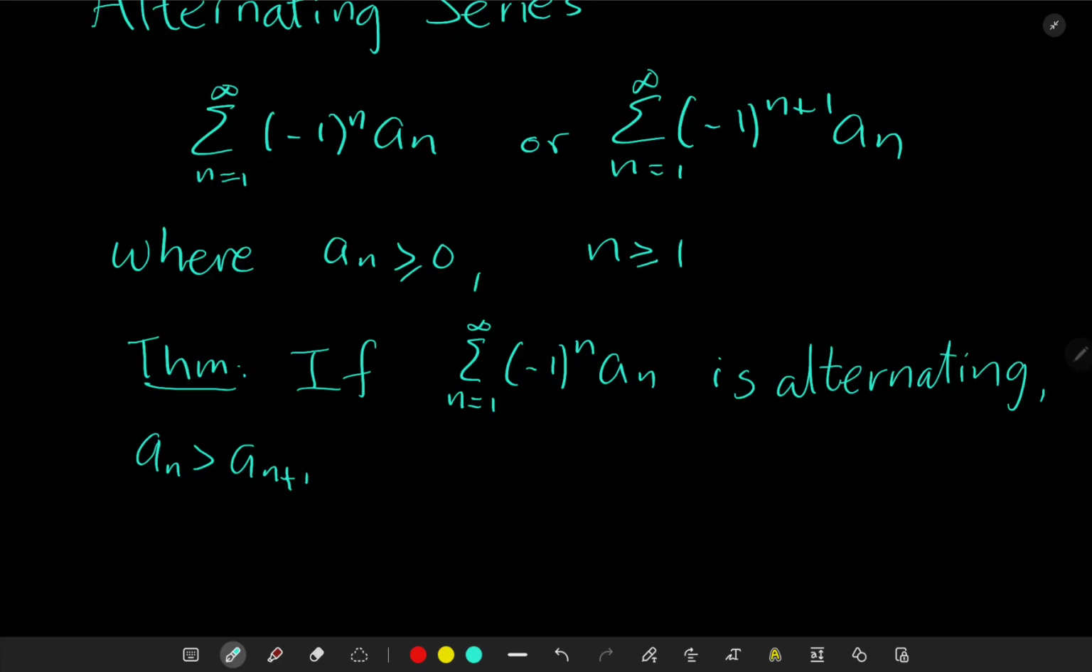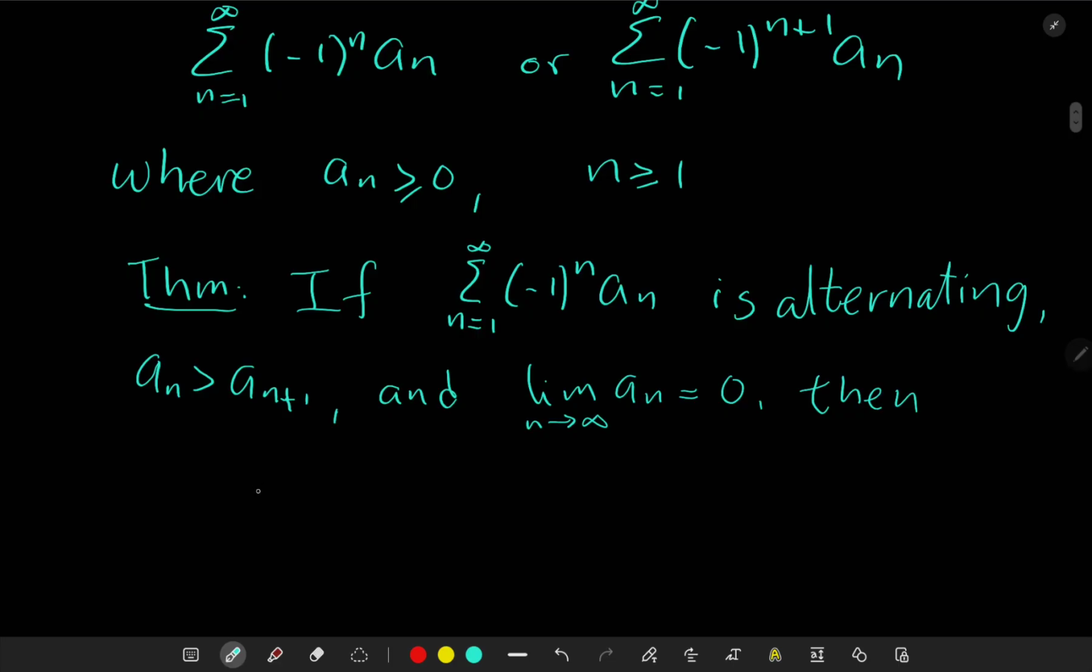If you look at the absolute values, it's going to be decreasing, and the limit as n goes to infinity of a sub n is equal to 0. If these three things happen, then the series is convergent, or the series converges, I should have said.